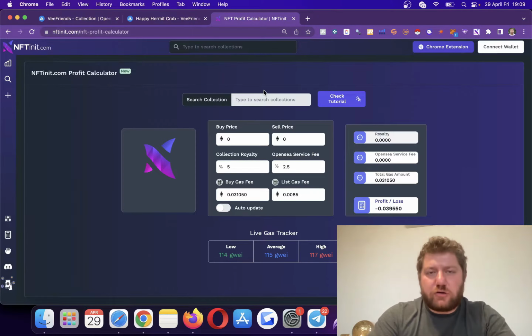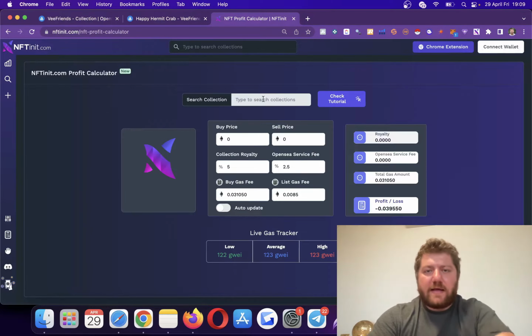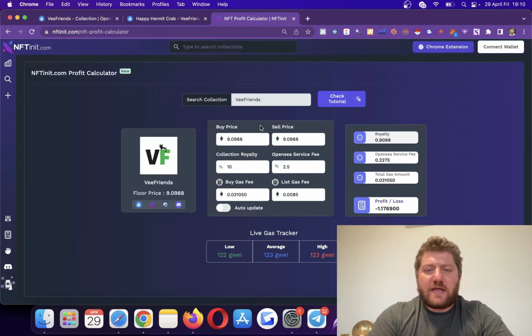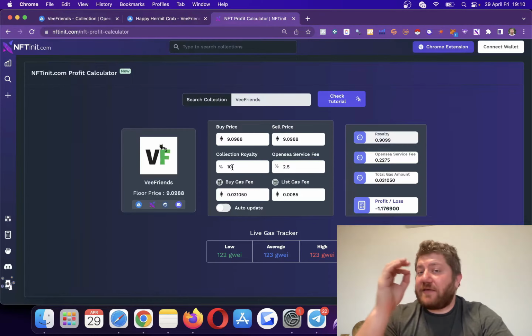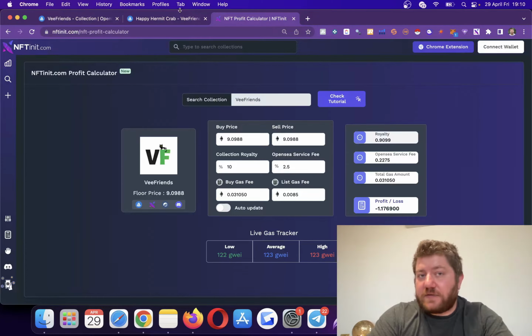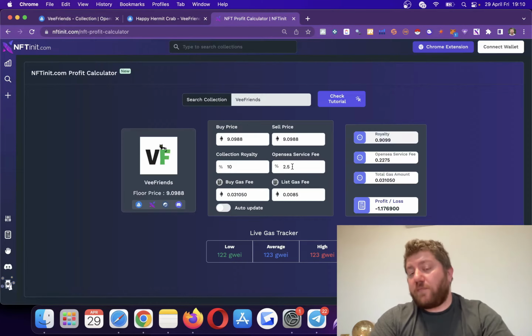It is our tool and it's 100% for free. You can use it anytime. You don't have to connect your wallet or anything. What you gotta do is, let's check for VeeFriends. Here you see the collection royalty, which is 10%. It means that they are having a commission of 10%. And guess what? OpenSea, the marketplace, is also taking a commission of 2.5%.